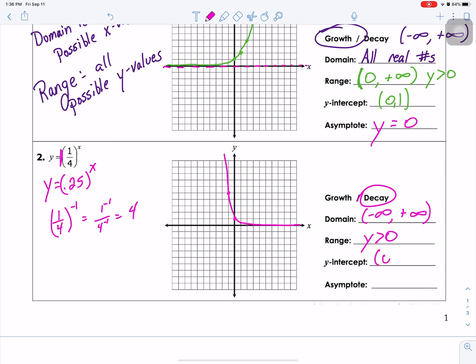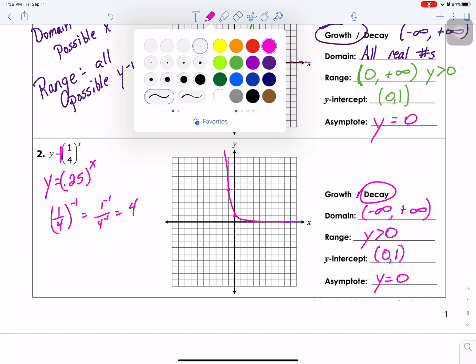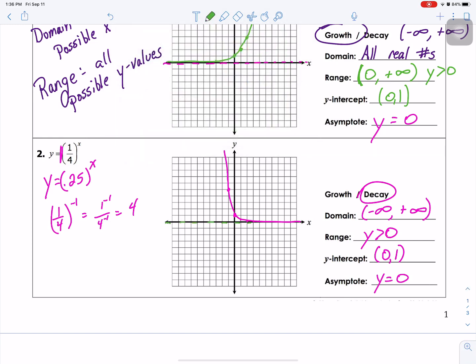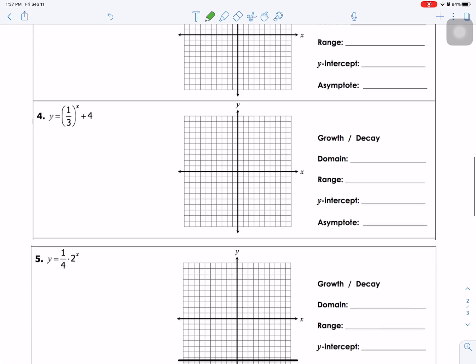Our y-intercept is at (0, 1). And our asymptote line is y equals 0. It's going to, again, always be that line that this is approaching. You're never actually going to touch that. And so if I raise or lower my graph, that's going to make a difference. You want to work on these next ones and then check your answers on those.